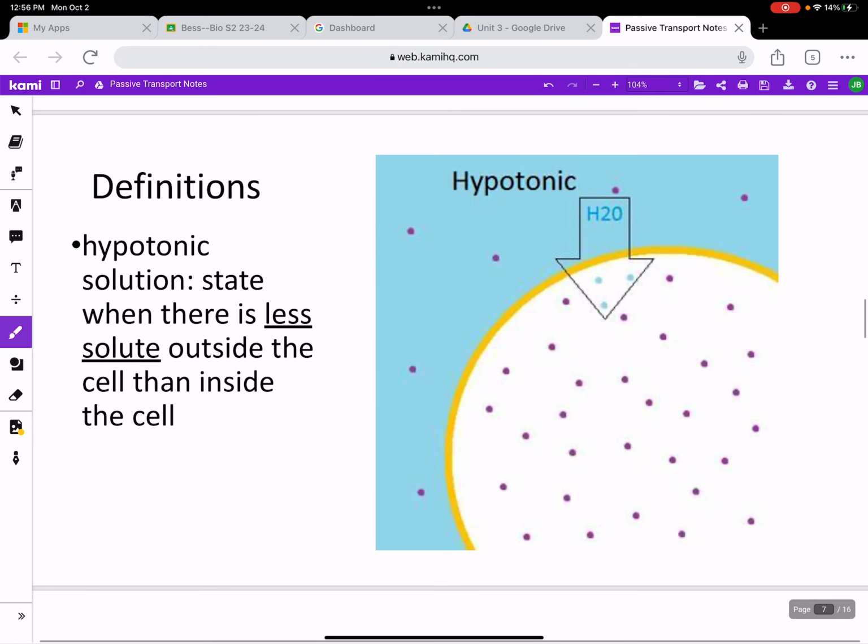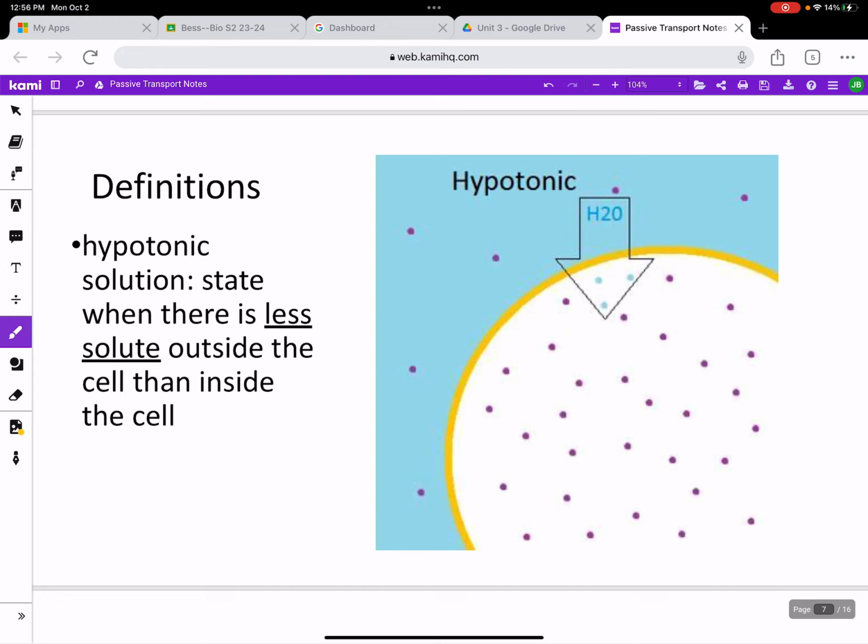A couple more terms to talk about here. So we're talking about a difference in concentrations. The purple dots in these pictures are the solute. So we're focusing on the solute, the solid that's dissolved. And we'll pretend it's salt or sugar. Let's do sugar, because sugar can freely cross. In yellow is our cell membrane.